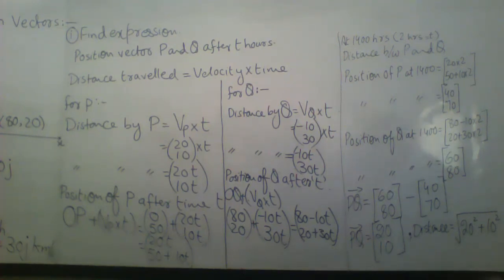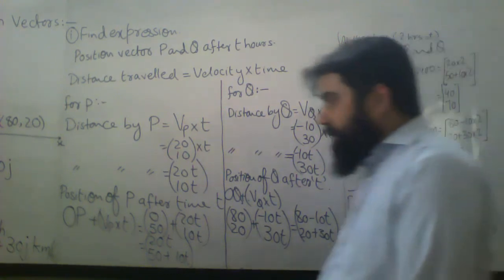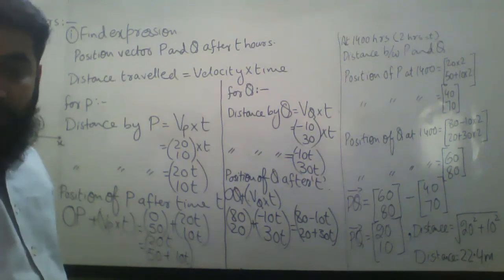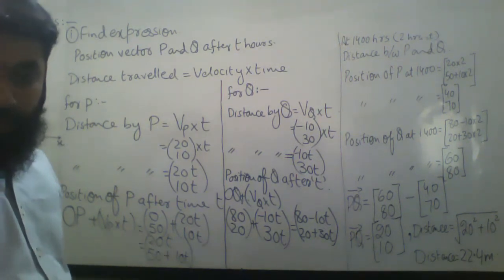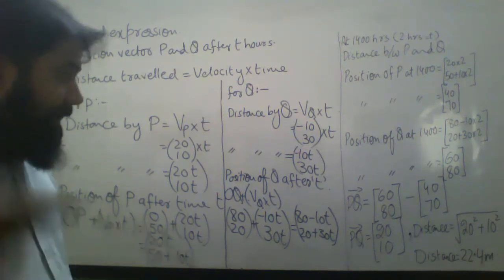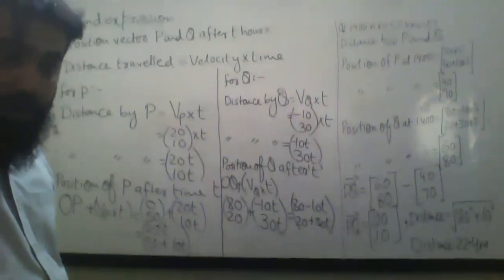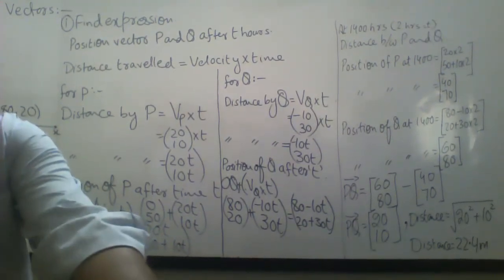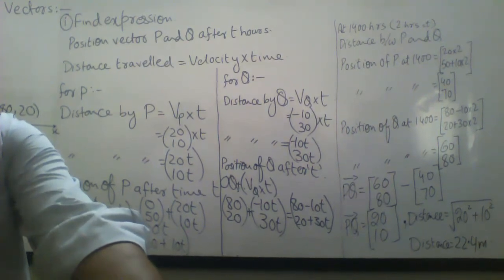So when we simplify it, the distance is coming, distance equals to 22.4 meter, and that is going to be your final answer. That is the distance of PQ. The distance between PQ is coming 22.4 meter. That's your final value of the second part.